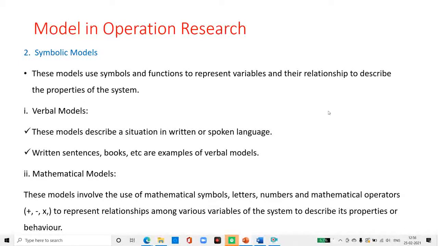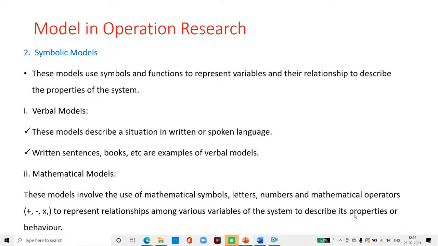Property means what? Variables. Okay, and behavior means what? जो भी हमने वेरिएबल्स यूज किए उसके ऊपर कौन सा फंक्शन हमें अप्लाई करना है, प्लस माइनस मल्टीप्लिकेशन डिवीजन है, अनदर मैथमेटिकल ऑपरेटर, दिस इज कॉल्ड एज अ बिहेवियर.